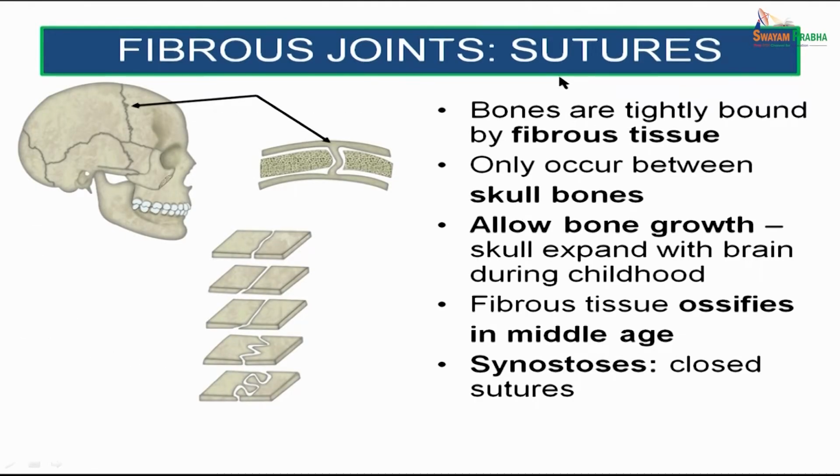So, sutures. What are sutures? Where do we get them? So, sutures are fibrous joints. They are found only in the joints of the skull. So, this is the skull and whatever joints we find here are mainly sutures. They allow bone growth, that is, they are primarily for growth of bone when the skull expands during childhood along with the growth of the brain. But what is important is, after a certain age or after middle age, this fibrous tissue which is joining the two bones on the sides, this central tissue, this ossifies. This is called synostosis, and then we say that the sutures are closed.